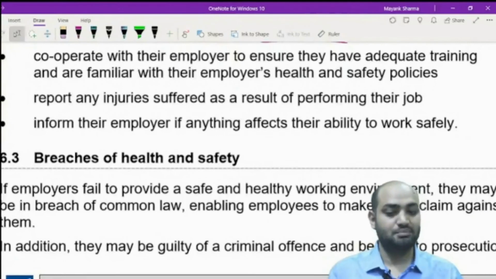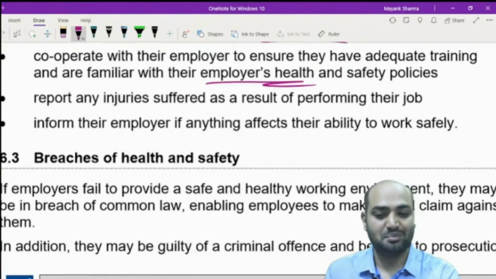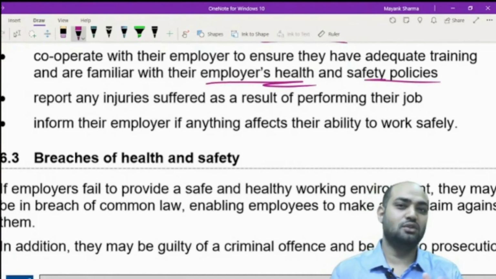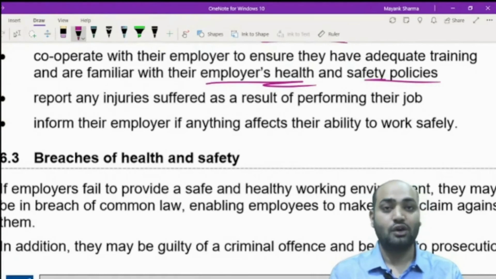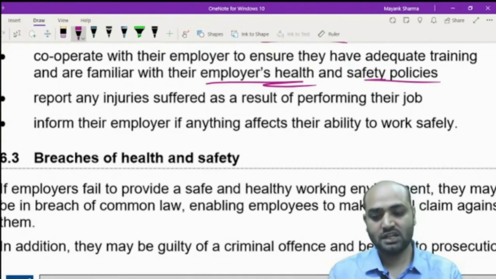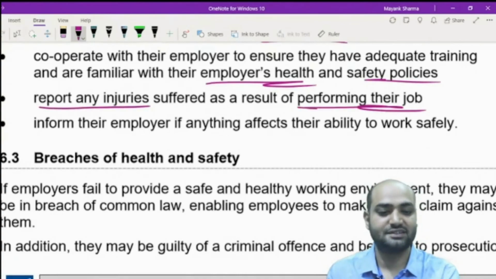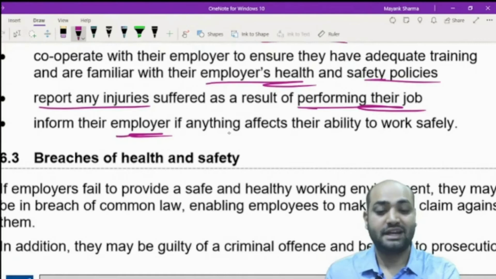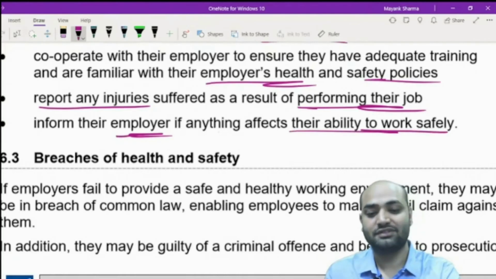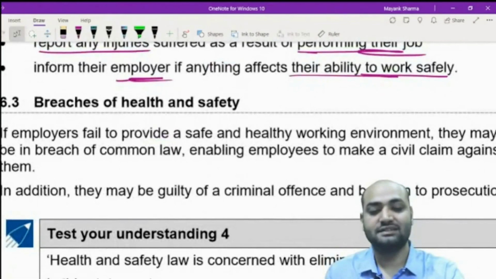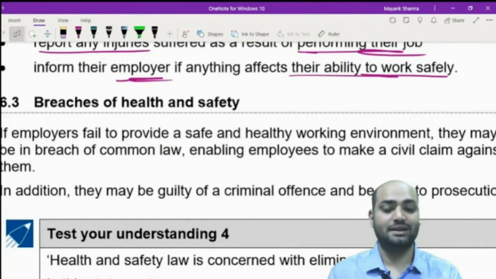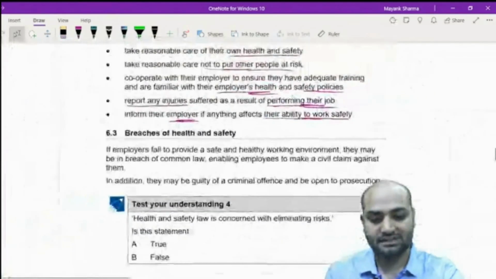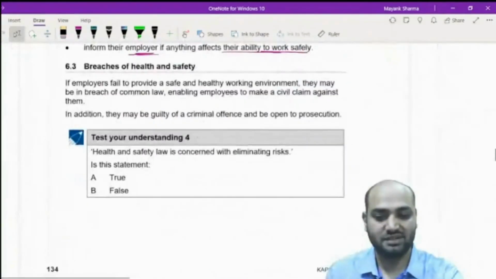Cooperate with their employer to ensure that they have adequate training and are familiar with their employer's health and safety policies. So the employees should always cooperate whenever there is some mock drill or training going in place. They should not avoid the mock drills. All right. Report any injuries suffered as a result of performing their job. So injuries should also be reported. Inform their employer if anything affects their ability to work safely. So if they find any unsafe environment, that should be informed to the employer. Right? All these things are employees' responsibility.